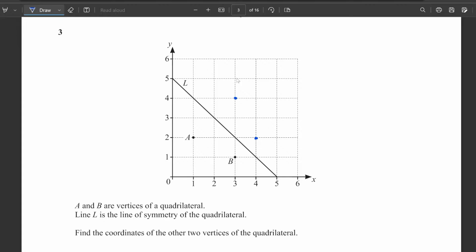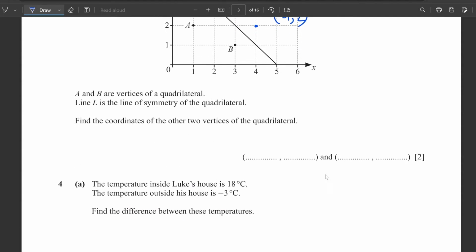Now let's mark these points. This is 3, 4, and this is 4, 2. You can write these over here, 4, 2, and then 3, 4.